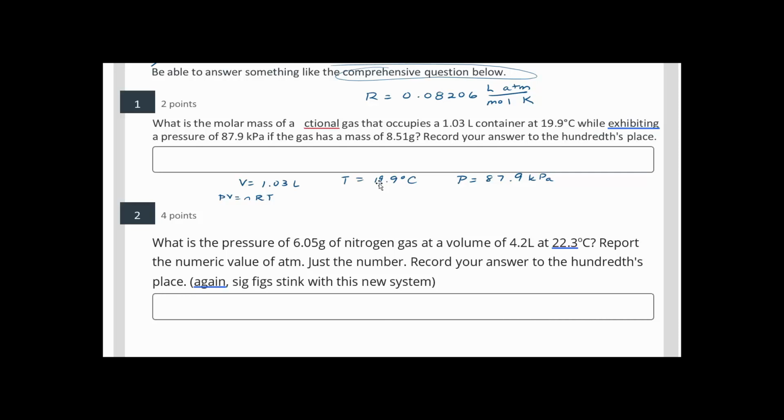So the pressure that we're given is 87.9 kilopascals. We need to convert that into atmospheres. So 1 atmosphere is 101.325 kilopascals. So that'll be my pressure. The volume is probably the easiest thing we were given, 1.03 liters. And that's going to be equal to n, which is the moles, which is what we're looking for, our R value.